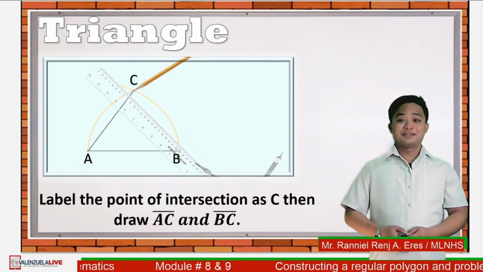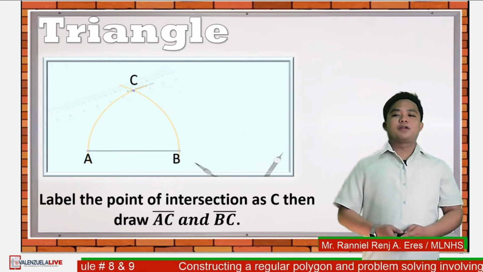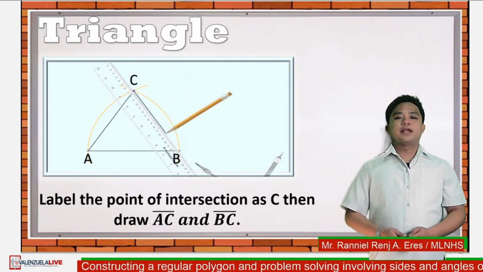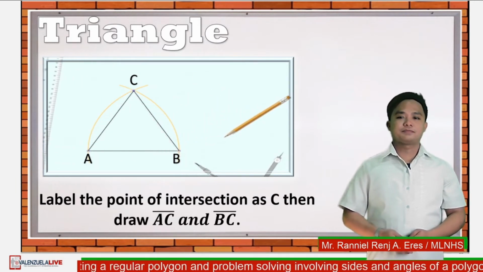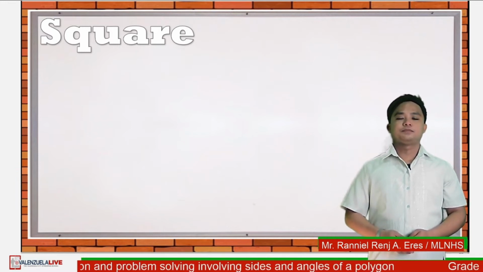Okay. So now we already have a regular triangle, or simply an equiangular equilateral triangle. Okay. Next figure is a square.